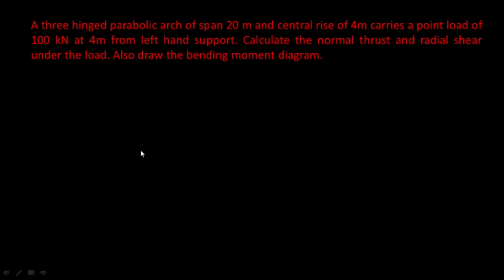Now, this is a numerical. A three-hinged parabolic arch of span 20 meter and central rise of 4 meter carries a point load of 100 kN at 4 meter from the left hand support. Calculate the normal thrust and radial shear under the load. Also draw the bending moment diagram.